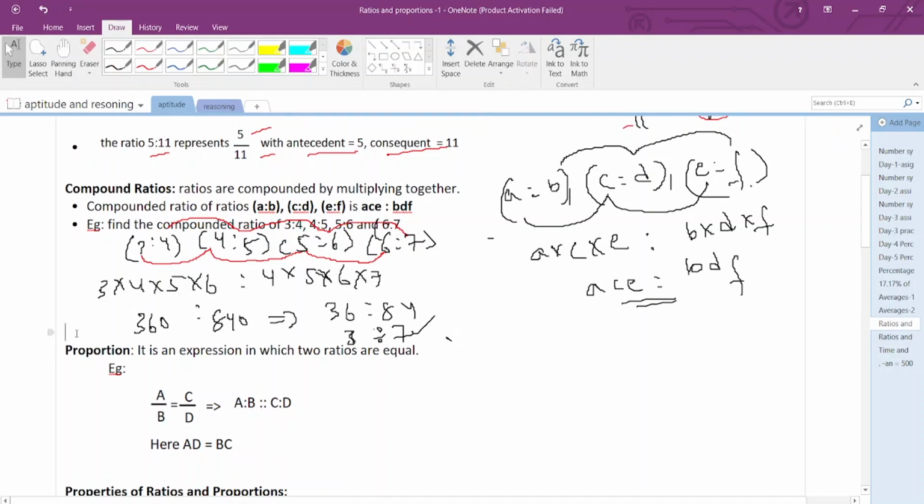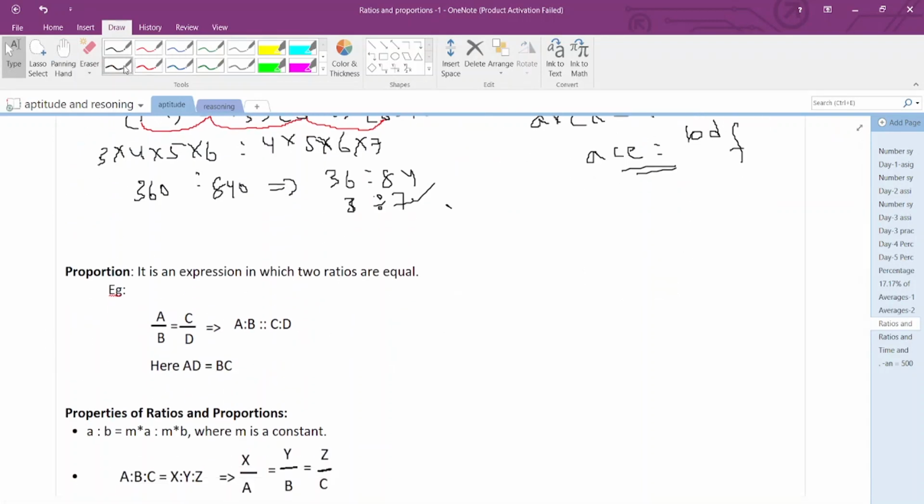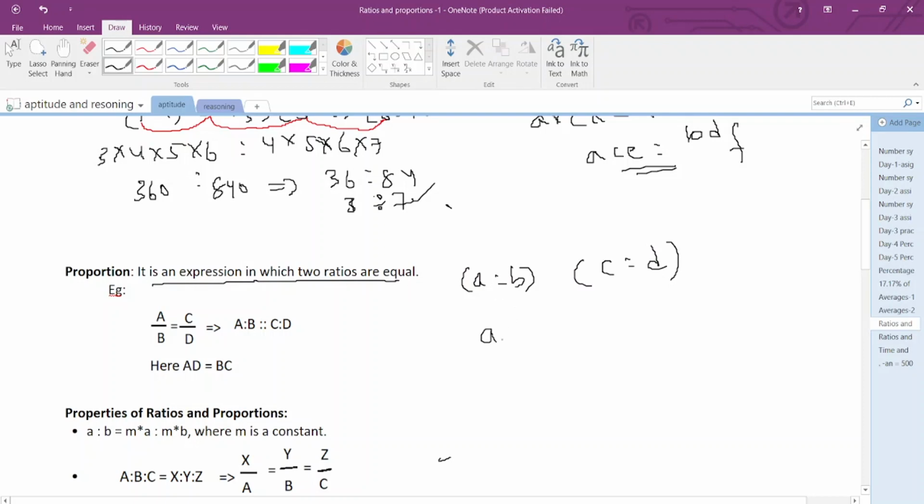Now we'll move to proportions. So what is a proportion actually? It is an expression in which two ratios are equal. This is a simple definition, right? Let's take two ratios, A is to B and C is to D. When the two ratios are equal, A is to B equals C is to D. Or else A is to B can be written as A by B, which is equal to C by D. So this equality is nothing but a proportion.